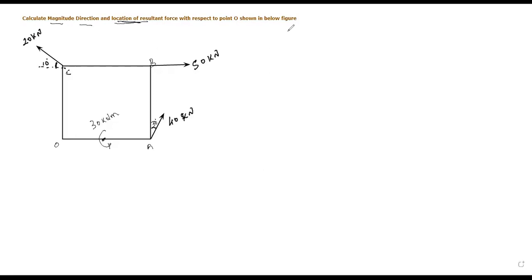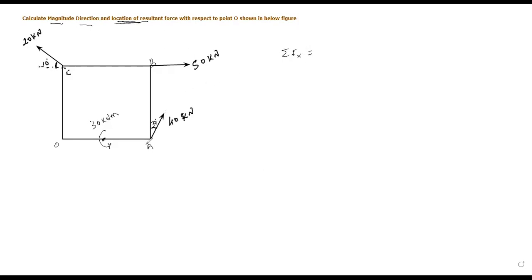So whenever in the data given that you have to calculate location of resultant force, in that case we have to apply Varignon's theorem. Is it okay? When to apply Varignon's theorem? If you have to calculate the location of resultant force, in that case we need to consider Varignon's theorem. Okay, so let's go, same procedure as calculated in resolution of force system. First step, we need to calculate sigma fx.